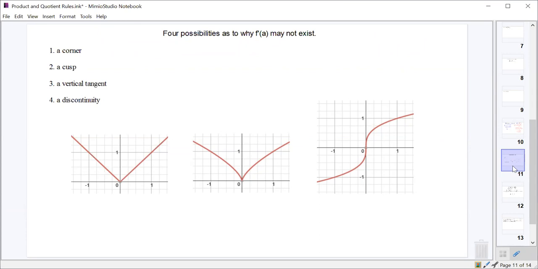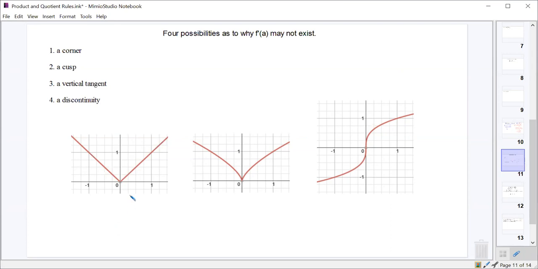So we've got the first one, which is a corner. You probably can see what the corner is, right? A corner is just when we have a linear piece hitting another linear piece at a sharp corner. You see that graph right here? We're good there? That's a corner. Derivative doesn't exist there.